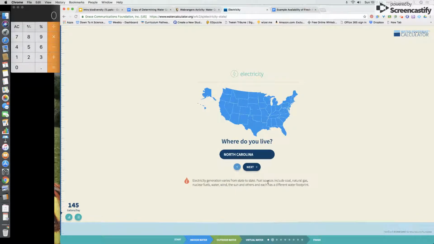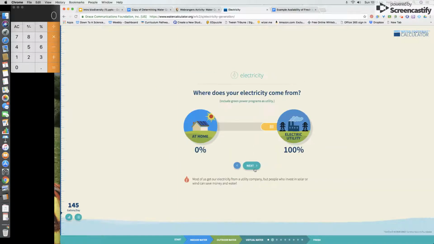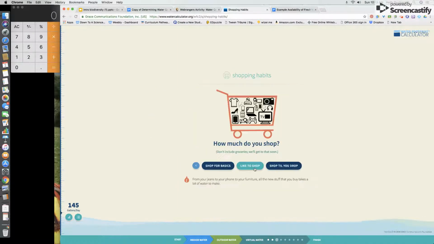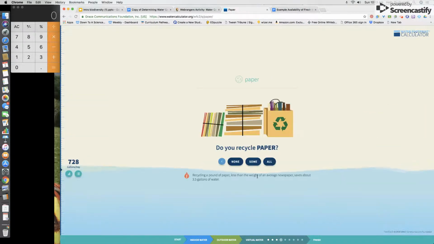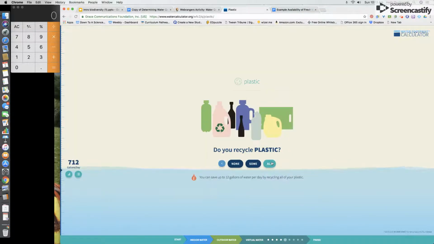The reason they ask you for your state is that each state has different laws and regulations on how they acquire electricity. And North Carolina acquires electricity from mostly fossil fuels or natural gas. And as I told you before, I'm a shopaholic, but I do recycle paper.